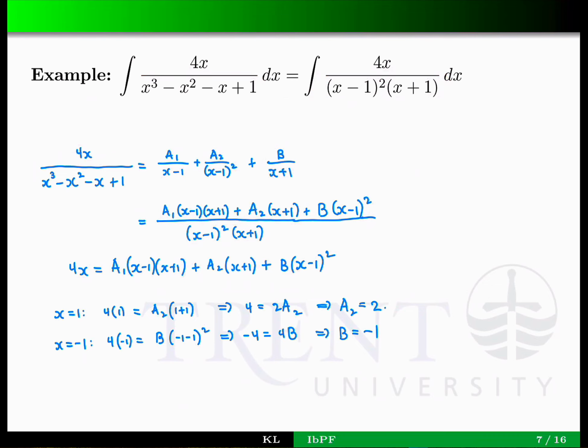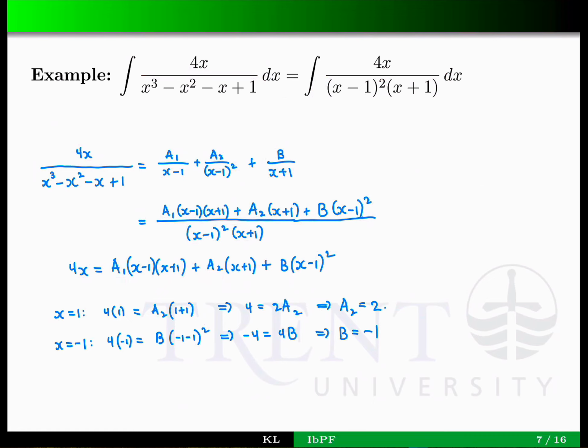Finally, we need to solve for a1. Notice that there are only 2 zeros for the denominator, so we can only use 2 of them. I mean the 2 zeros. So we will only be able to find 2 values among A1, A2, and A3.